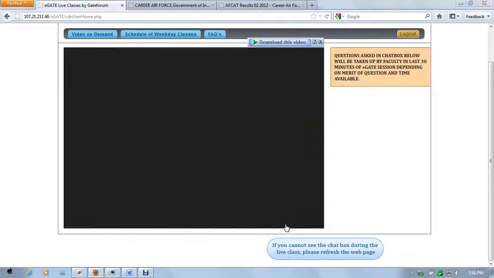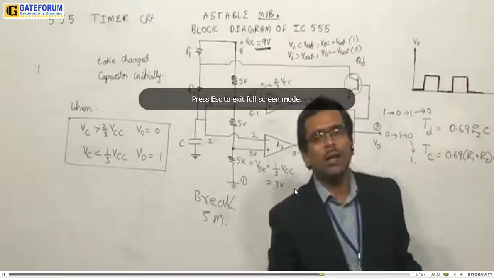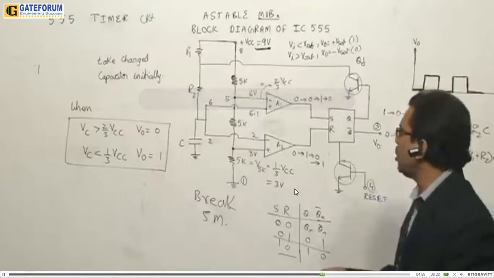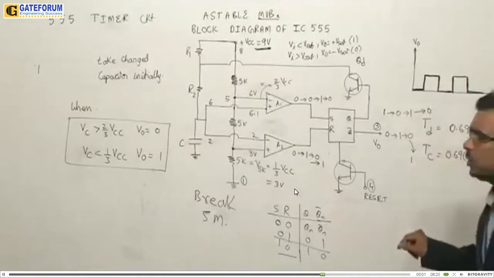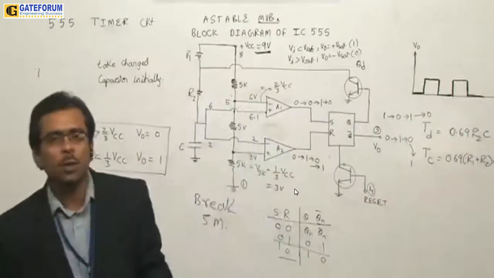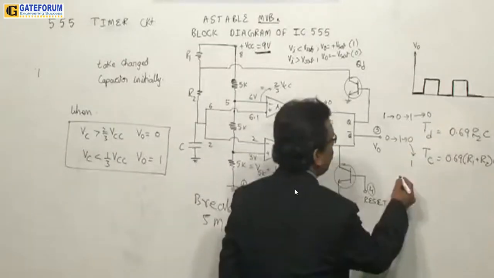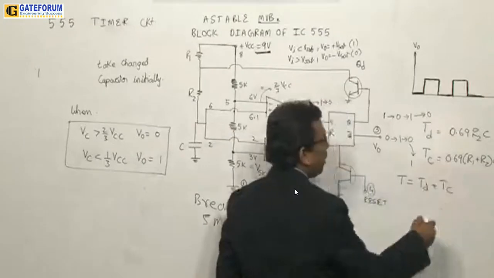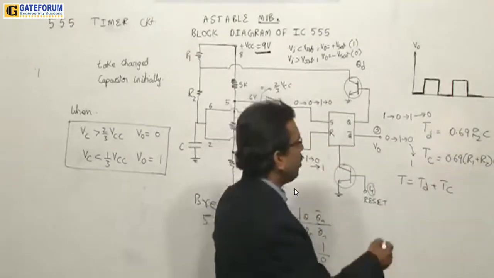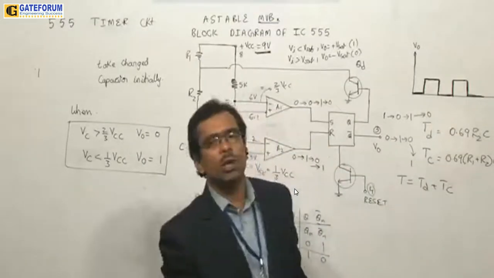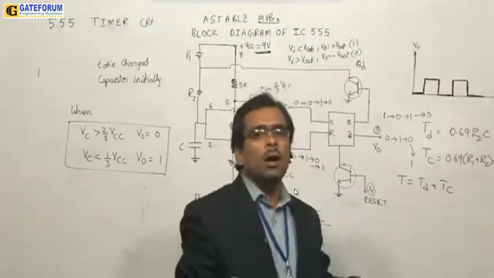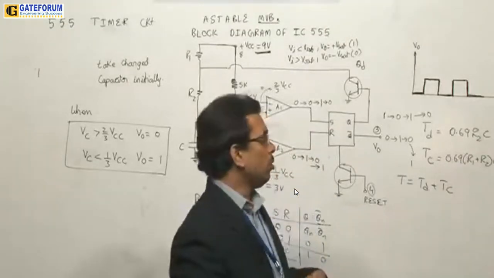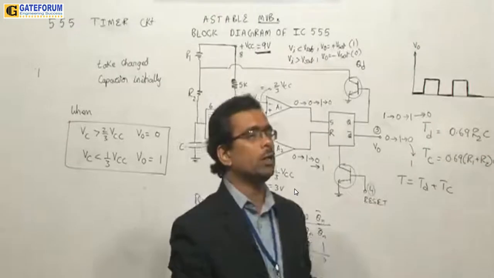The wave continues like this, and he will ask you the frequency. You need to calculate the time period. So the time period of this circuit is calculated like this: TD plus TC you need to calculate. Based on the time period you will get the function TD plus TC. I'll explain this, let me clear the doubts. Once you get the time period you will get the frequency. So if he asks what is the frequency of the oscillator, then you need to calculate the time period and put the answer.